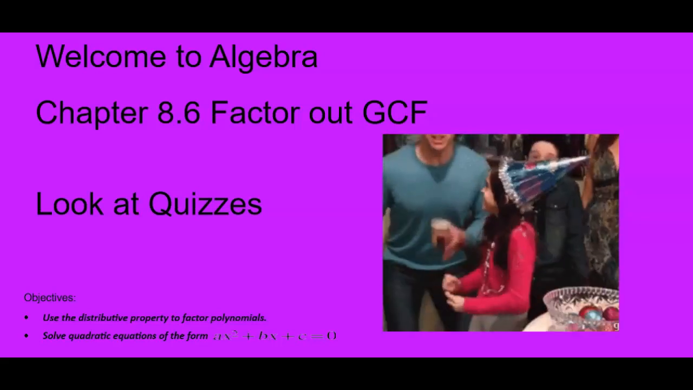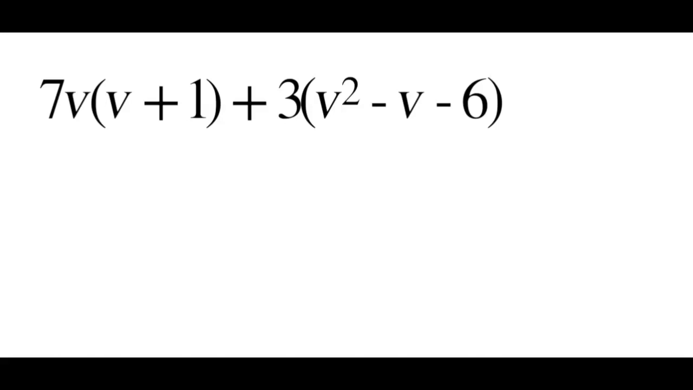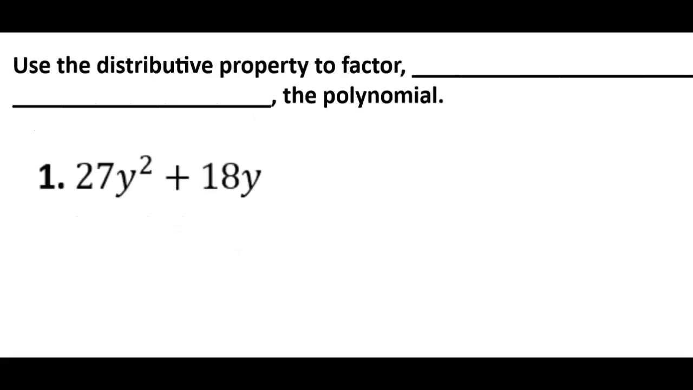Right, we're gonna do 8-6. It is called factor using the greatest common factor. We are skipping that problem. We are doing this. So, we are going to reverse distribute.